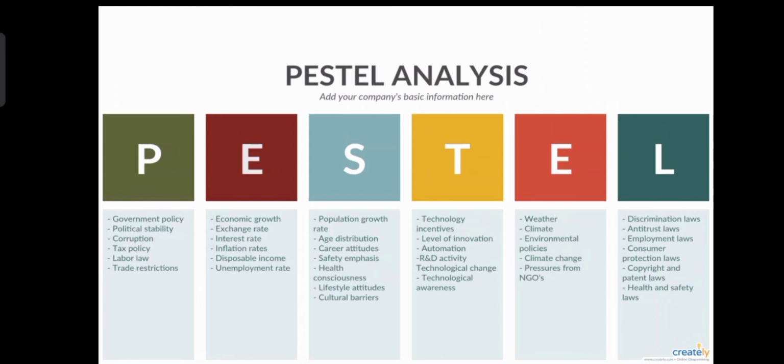So last is the legal. In legal, we have the laws. What will be the discrimination laws, antitrust laws, employment laws, consumer protection laws, copyright and patent laws, health and safety laws are very much important in our business analysis. So these PESTEL analyses are used by different businesses to examine or analyze their growth or weaknesses.